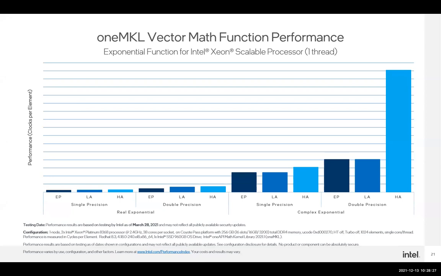In each case, we have three implementations: high accuracy, low accuracy, and enhanced performance, with errors respectively of at most 1 unit in the last place, 4 units in the last place, and many units in the last place for enhanced performance, but loss of accuracy is tolerated by some applications. So each application should make its best trade-off in this case, which variant to use. Performance is reported here in clock cycles per element. So lower is faster. Similar performance and accuracy data is posted for all vector mass functions on the software.intel.com website.